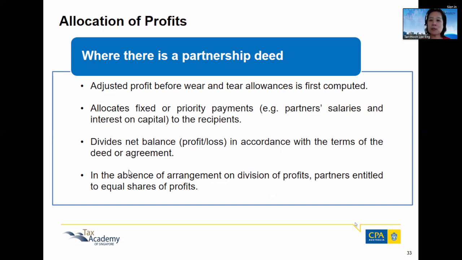That means regardless of whether the partnership is doing well or not, partners may be entitled to certain payments, like partner salary or even interest, because they contributed capital, so they get some interest. These are so-called fixed payments. So we have to take note of what the fixed payments are, then the remaining will be the profits or the loss to be divided among the partners. You may not understand fully, but we go to the example. The example will show exactly how the allocation of profits works.